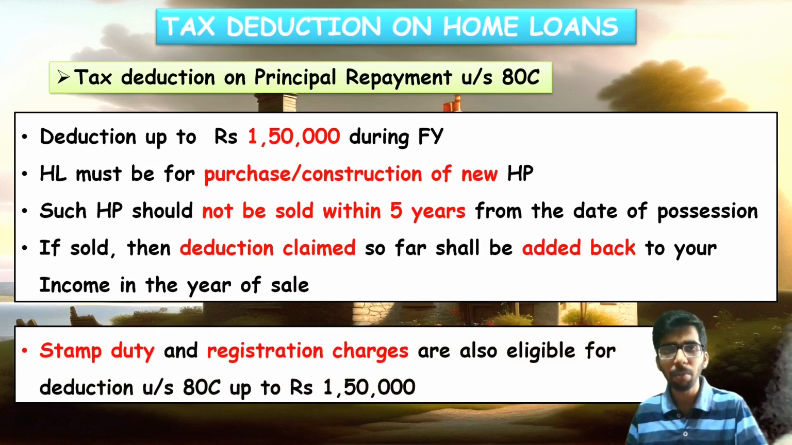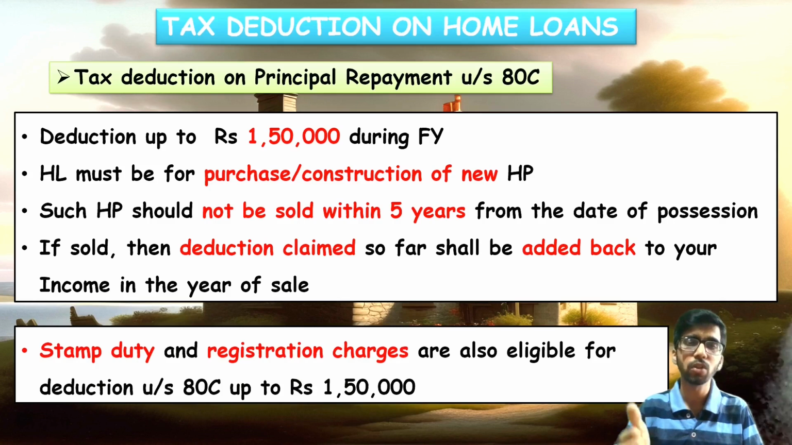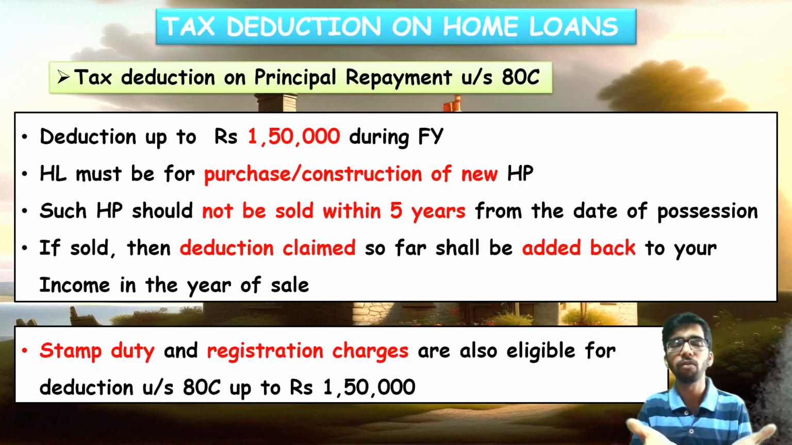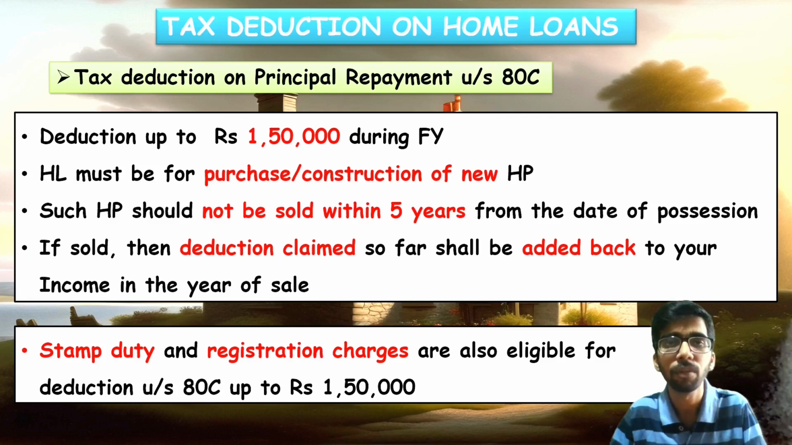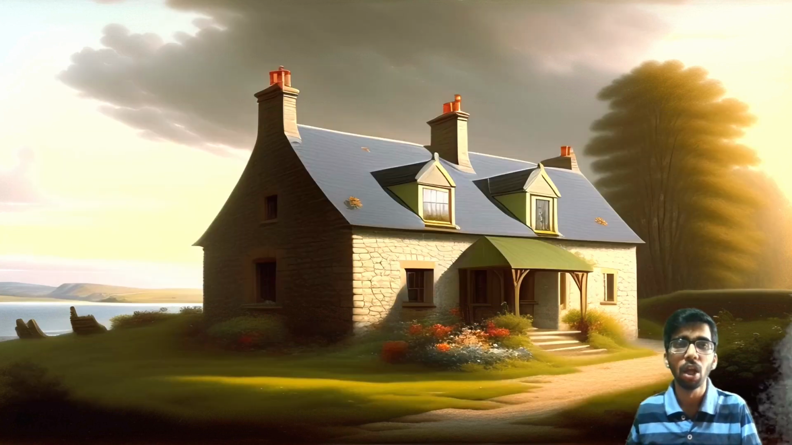Okay. Stamp duty paid and registration charges also paid will come under this deduction, and this comes within the 1,50,000 limit of 80C. Okay.